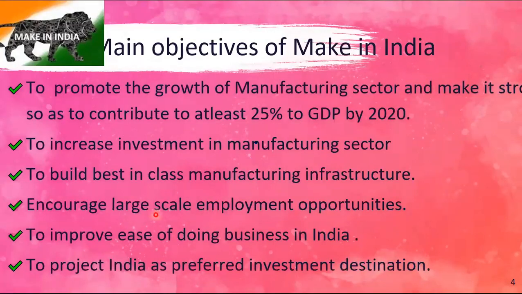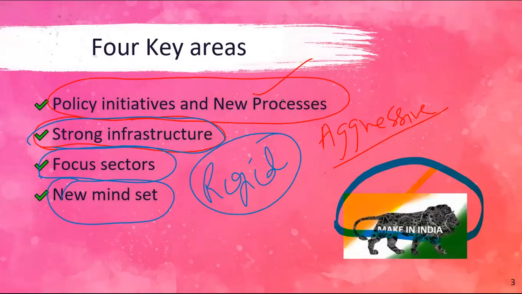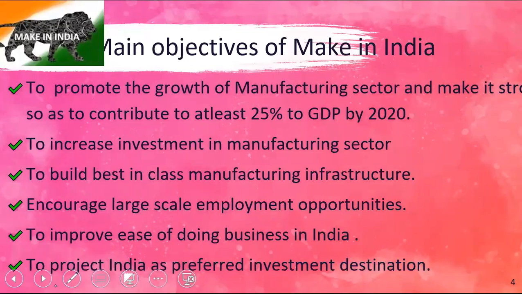Then what are the objectives of Make in India? To promote the growth of manufacturing sector. Children, we know that manufacturing sector is the key area. So the growth of the manufacturing sector has to be promoted, and it should contribute at least 25% to GDP by 2020. We know that 2020 is over. We are now running with 2021.